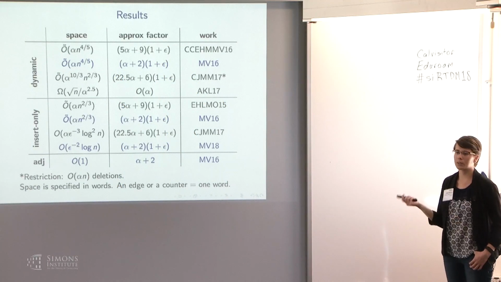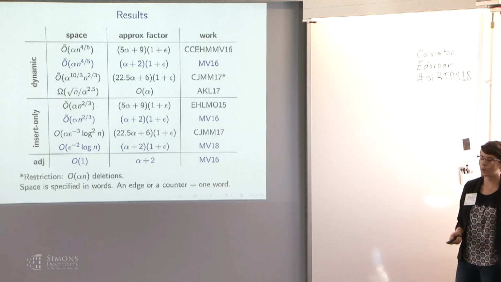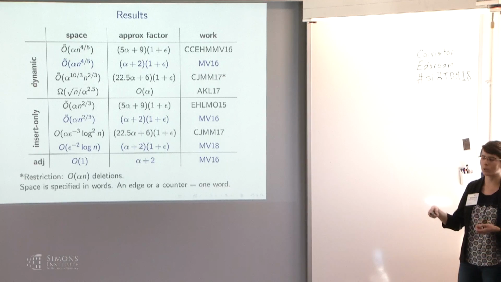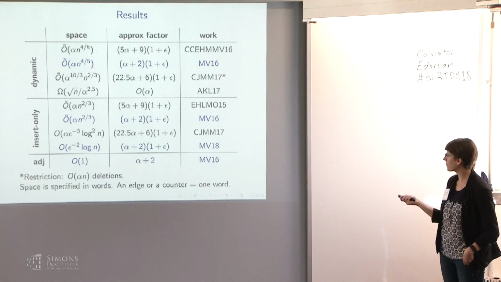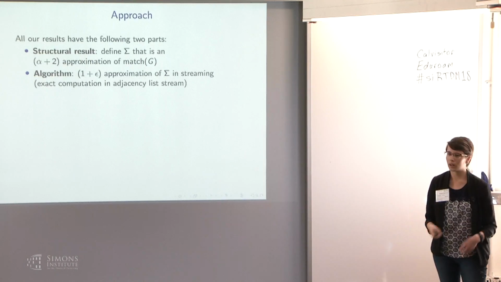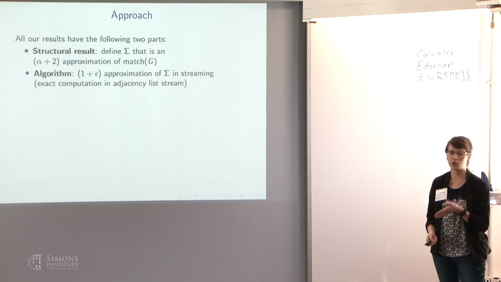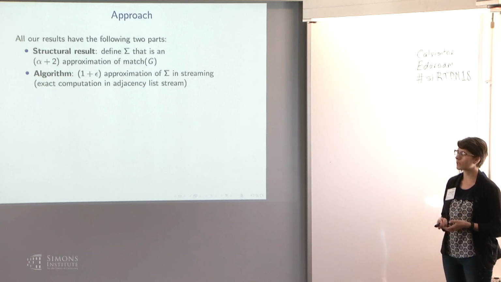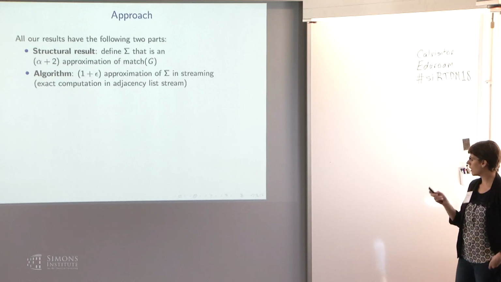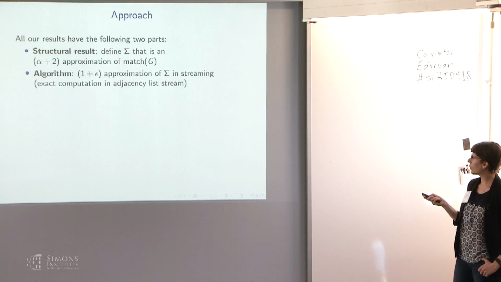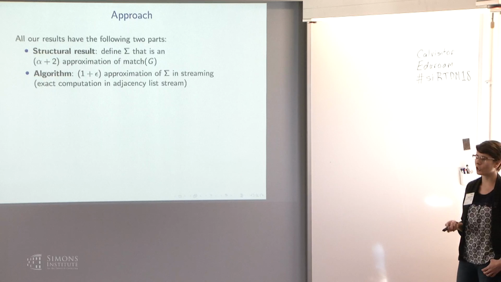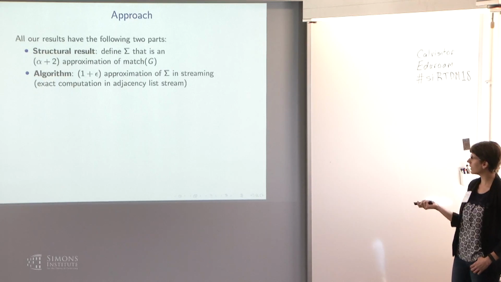And here, when I talk about space, it's specified in words. So one edge or a counter can be stored in one word of space. So I'll be talking about 3 algorithms, one for each streaming model. But all 3 results have the following 2 parts. First, there is a structural result, where we would define this quantity sigma that is an alpha plus 2 approximation of the size of maximum matching in the graph.